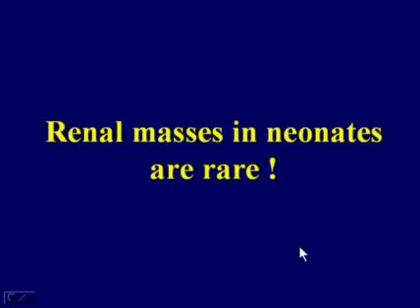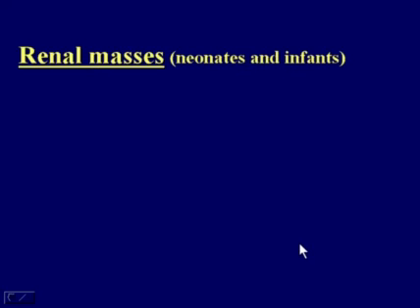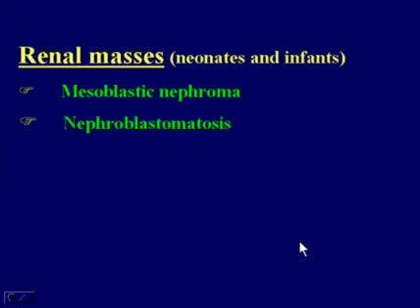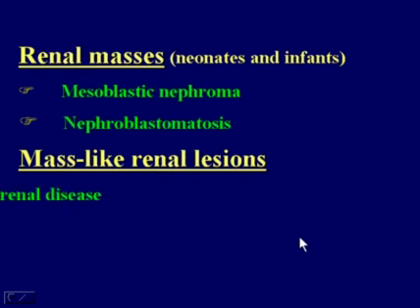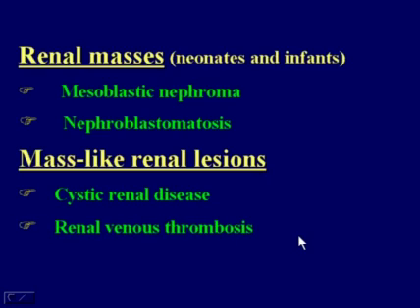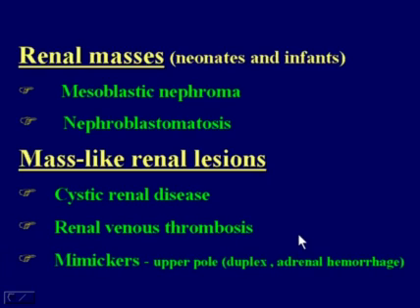Fortunately, just to start with, I must say that renal masses in neonates are rare. So the renal masses that I'm going to talk about include a mesoblastic nephroma, nephroblastomatosis, and the mass-like renal lesions that I'm going to talk about include cystic renal disease, which in and of itself you could dedicate an hour's lecture to without question, and renal venous thrombosis. I'm also going to just show a few mimickers of mass-like lesions that affect the kidney, namely the upper pole of a duplex kidney and adrenal hemorrhage.